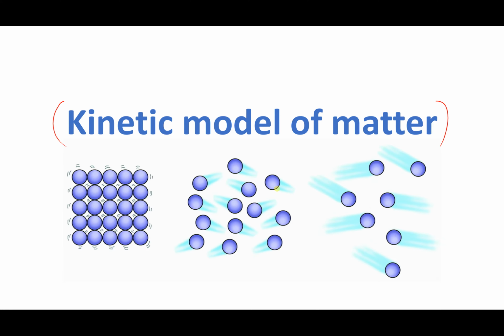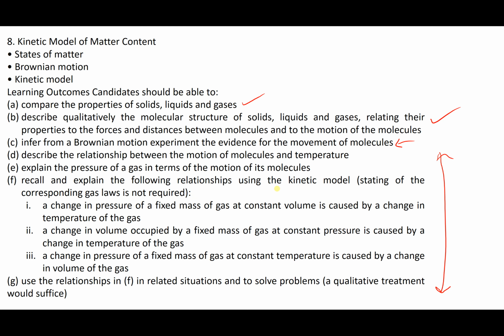Welcome back. Today we're going to talk about the kinetic model method. We did these two objectives in the last lesson, and today we're going to look at Brownian motion first, followed by the so-called ideal gas law.